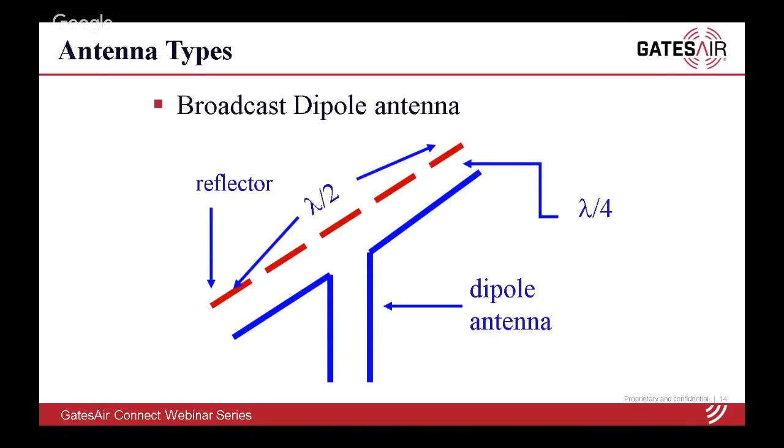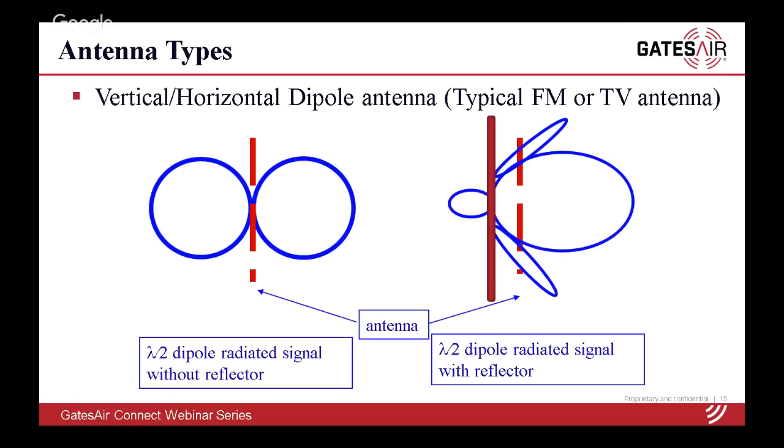So broadcast antennas, this just gives you a depiction of a half-wave dipole antenna, showing the reflector and the dipole portion of it. As we look at vertical polarization dipole antenna or horizontal, typical FM or TV antenna, we can see that if I don't have a reflector on the back, this is a reflector, it really looks like a donut. And this is a vertical antenna. If I turned it on its side, it would also be a horizontal antenna and would be the same pattern. If we put a reflector behind it, you can see that we start getting some beams that come off of that, and we have a little back lobe. That's because of that reflector. So we're trying to focus that energy in one direction.